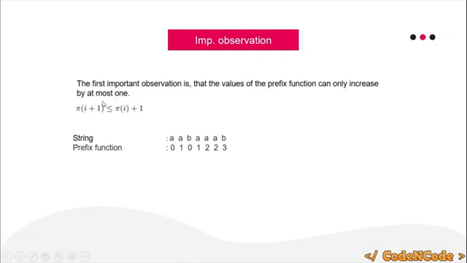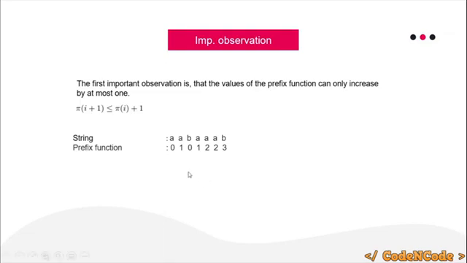So the important thing to note here is that the prefix function can only be increased at most by 1. So basically, pi of i plus 1 is less than or equal to pi of i plus 1. So basically, it can increment at max by 1. So here you see, it was 0, so it is incremented by 1. Again here, the next is incremented by 1 only from the previous one. And this is not incremented at all. This is incremented by 1 only. So we can increment at most by 1.